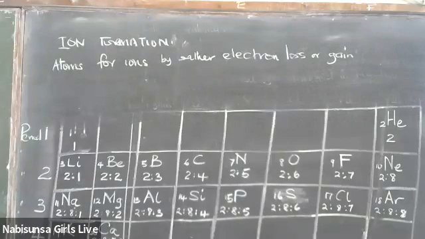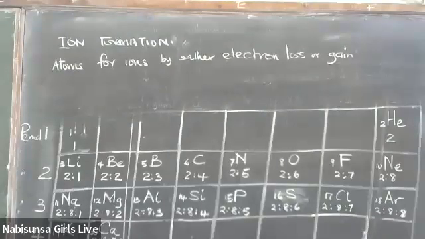Combining power is coming back. How many can you lose? How much can you spend? Where is the money? In the bra? In the pajama? So atoms form ions by either electron loss or electron gain.